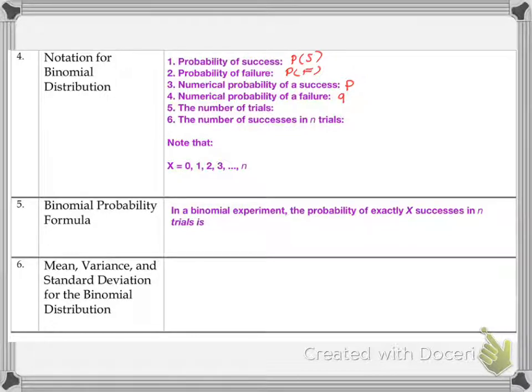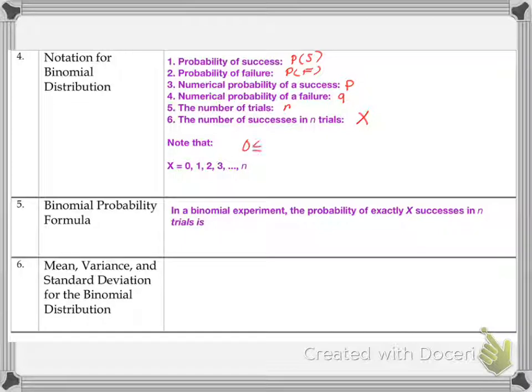All right. And we're going to talk about this, but if you know the probability of success, that numerical value, then you just take 1 minus that to get the failure, right? Because it has to sum up to 1. The number of trials we'll call n. And the number of successes in n trials we'll call x. And of course, we're going to do examples on this.